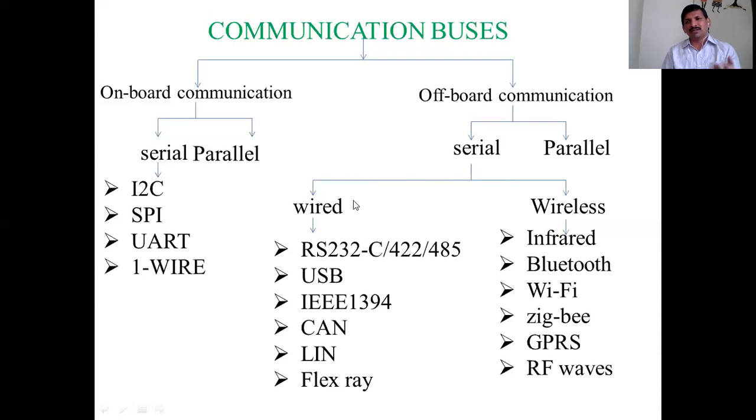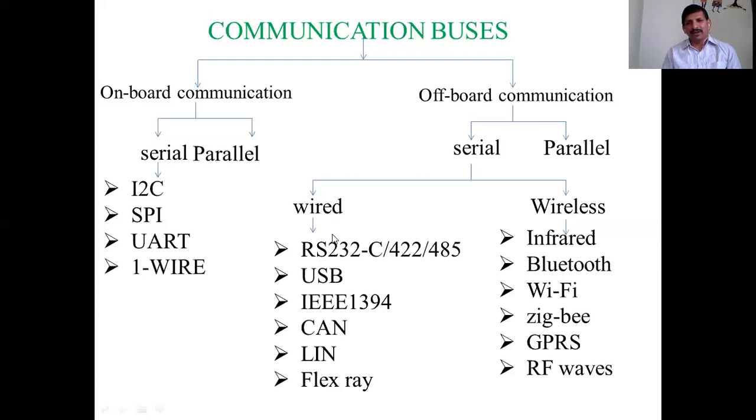Wired communication means it contains some physical cable in between transmitter and receiver, some physical wire like our USB cable or Ethernet cable, RS-232 cable, like that. So wired communication means a physical wire is connected from transmitter to receiver. Wireless means without wire, the transmitter sends the data to the receiver.